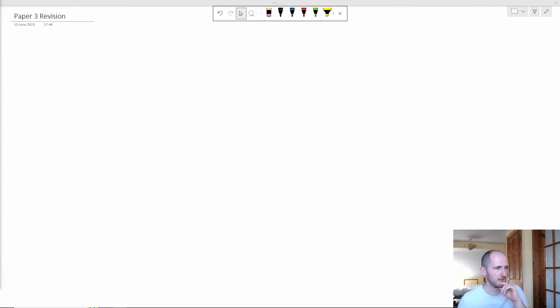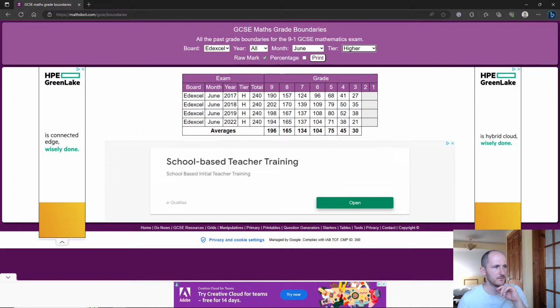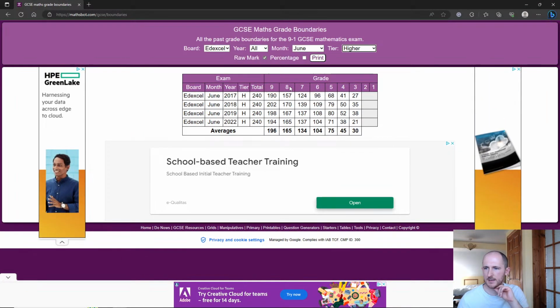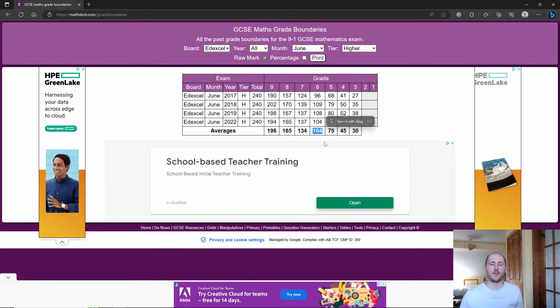Let me show you. Raw mark, let's do Edexcel, all years, higher. See, if you have a look, it's 104 for a grade 6 on average. So that's across all three papers. So you only need an average of 34, 35 per paper? So the only way you need to get 70 is if you've done basically nothing in the past two papers. If you got 17 in the past two papers, then you'd need to get 70.